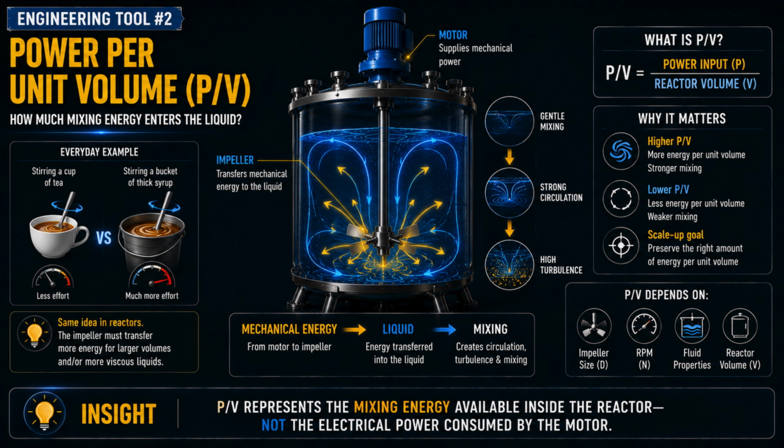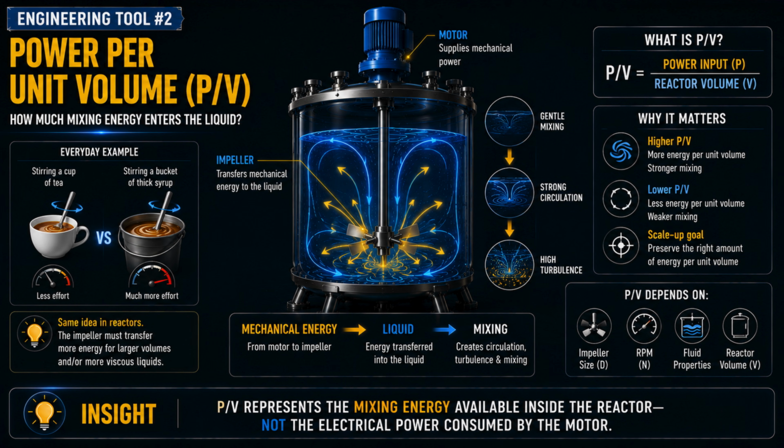Our second engineering tool is power per unit volume, or simply P/V. Instead of asking, how fast is the impeller rotating? P/V asks, how much mixing energy is actually entering the liquid? Think about stirring a cup of tea. Now imagine stirring a bucket filled with thick syrup. The effort required is completely different.